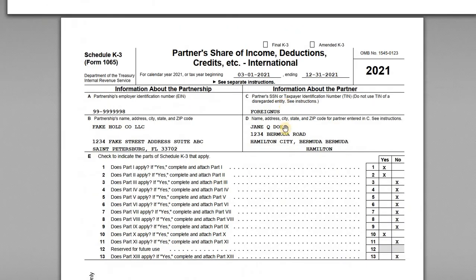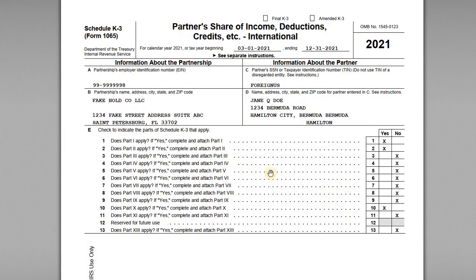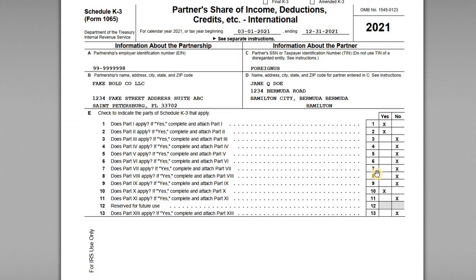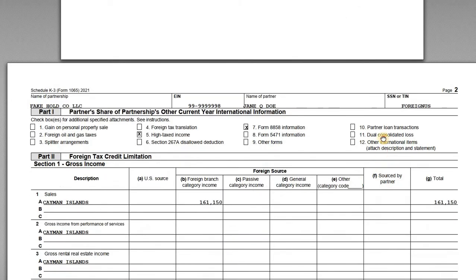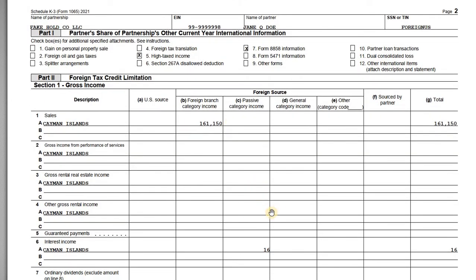If we look at Jane's K-3, the start of it is the summary schedule, very similar to the summary that we saw for K-2, where it's just a bunch of check boxes, yes or no, for what's going to be attached. So nothing too much to cover here. But if we jump into the meat of this, Part 1, the foreign tax credit limitation issues, this is where we start to see the numbers come to light.